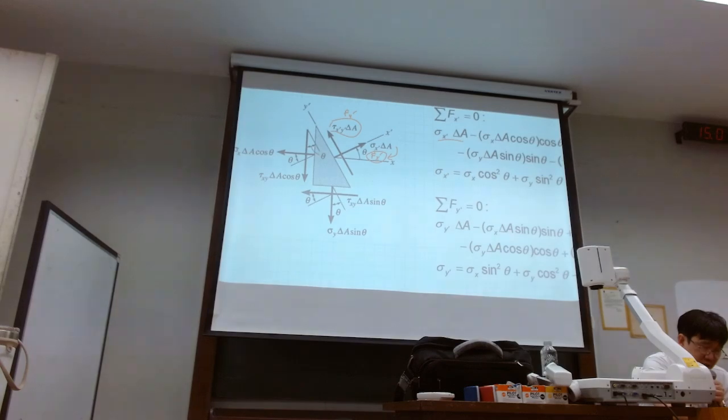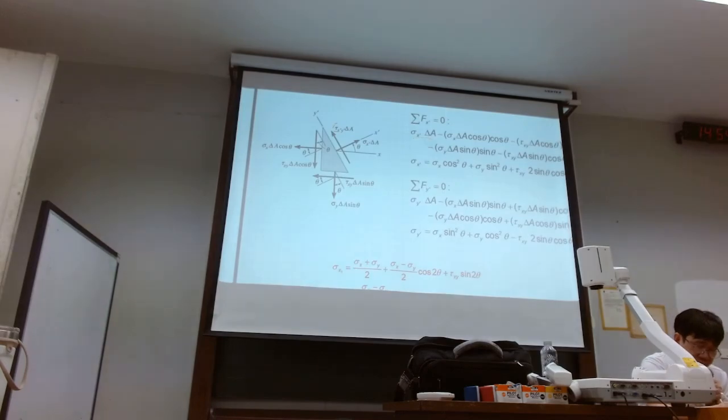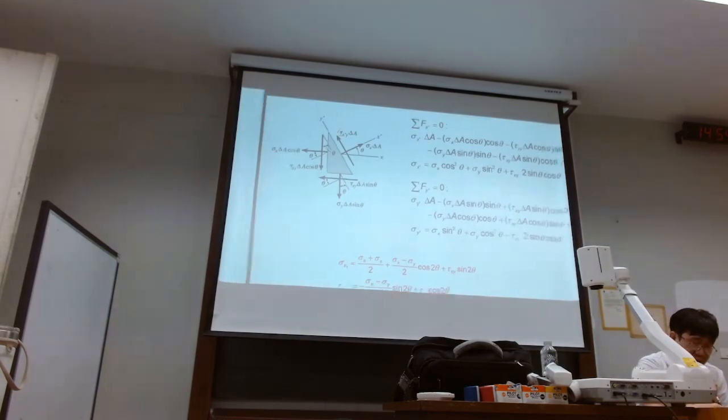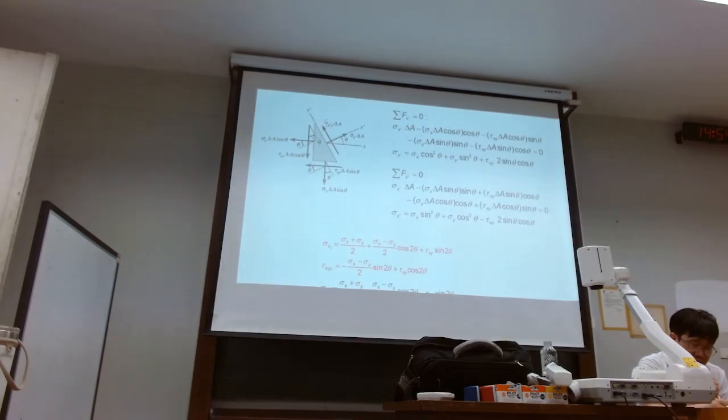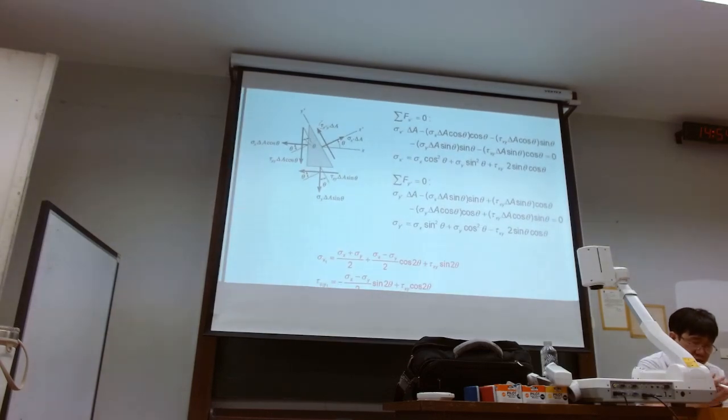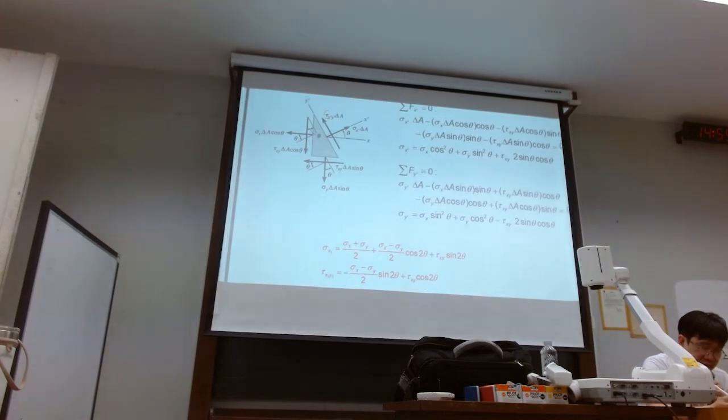Now, what we try to do is use this triangle, and from that triangle itself, we do the summation of the force equal to 0. You can do the mapping and everything, and this equation is right. After you finish the derivation process, you will get the very critical formulas that we use: those two formulas, sigma x prime and tau x prime y prime.